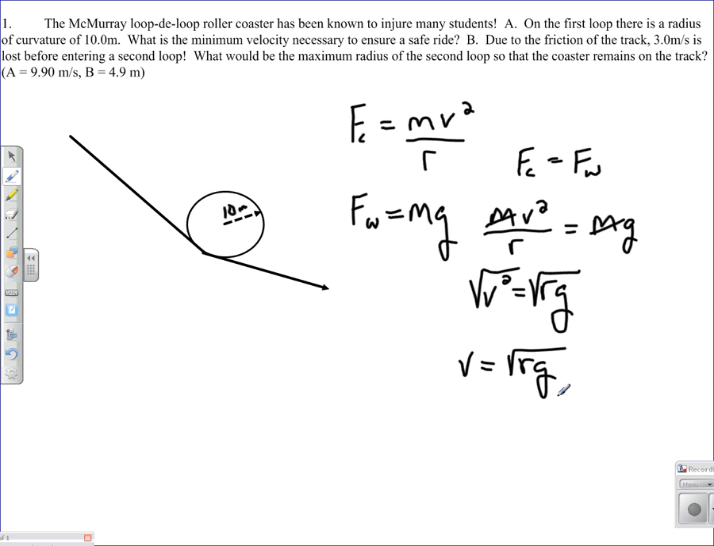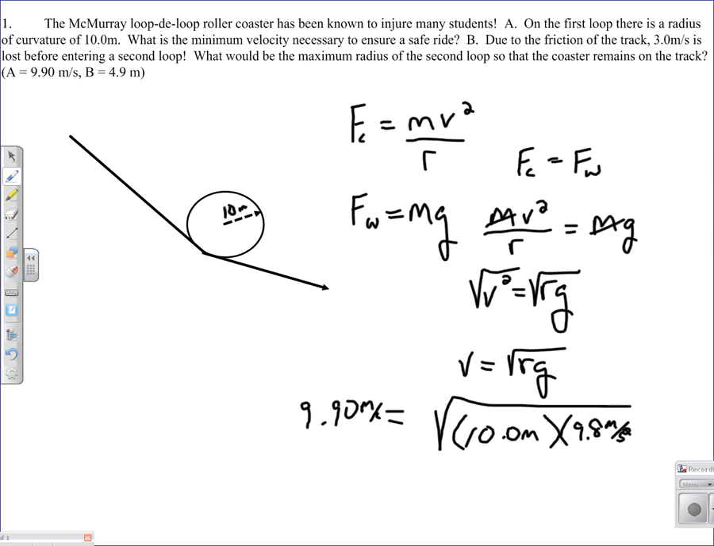Well, we happen to have an r, and we can look up or know what g is. And so we end up with 10 meters times 9.8. And then we take the square root of that. And what you get for an answer is probably shown on the page as 9.90. And that's part A.